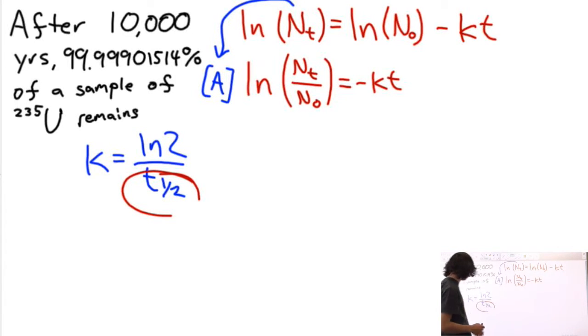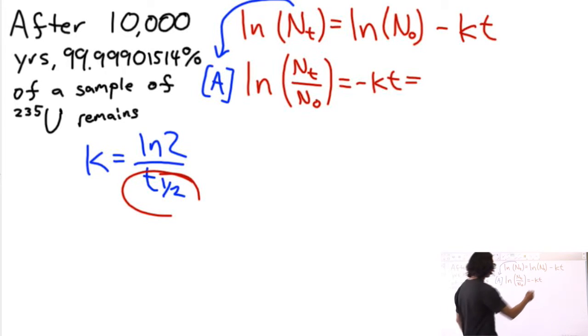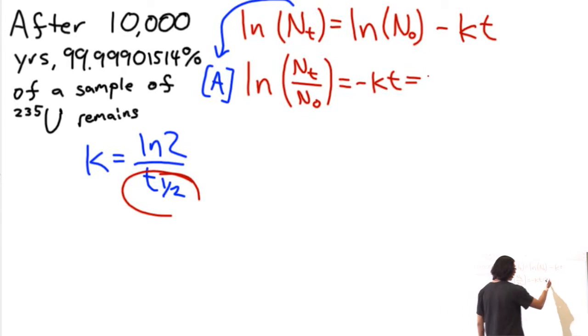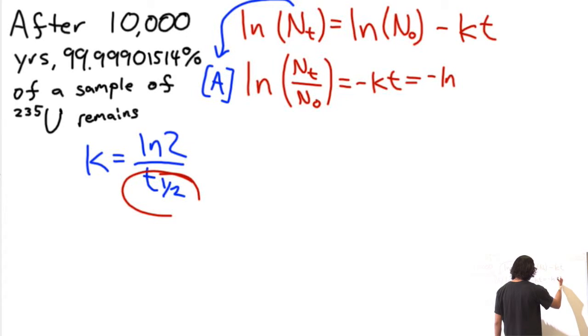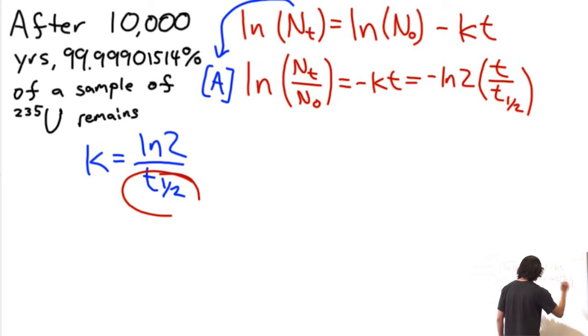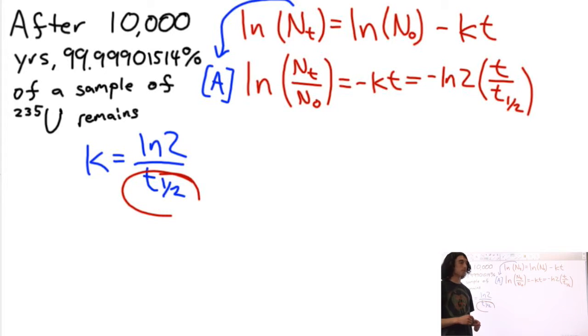So let's go ahead and plug this k in over here. And we get the negative natural log of 2 times t over T1/2. Well, excellent. So how many particles did we have? The number at time t and number initially. Well, the important thing here is we don't actually have to know the number. We just need to know the ratio of one to the other. And we're given a percent out of 100.